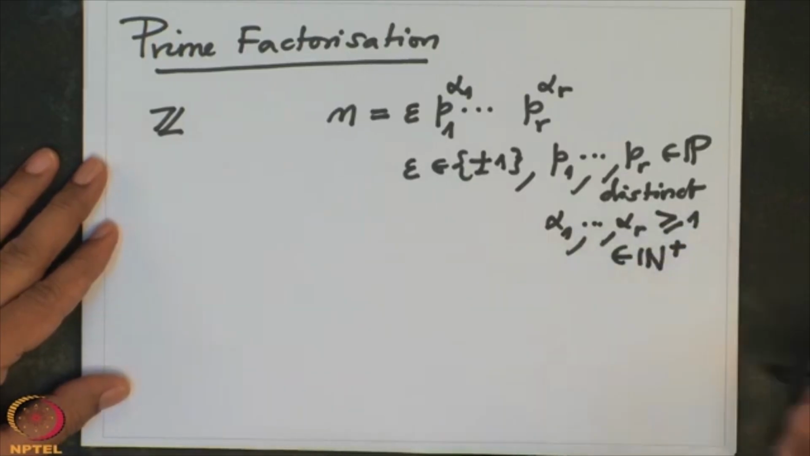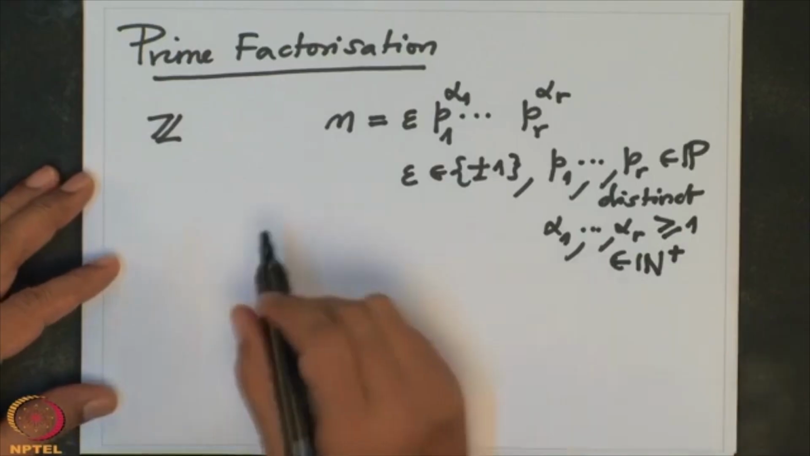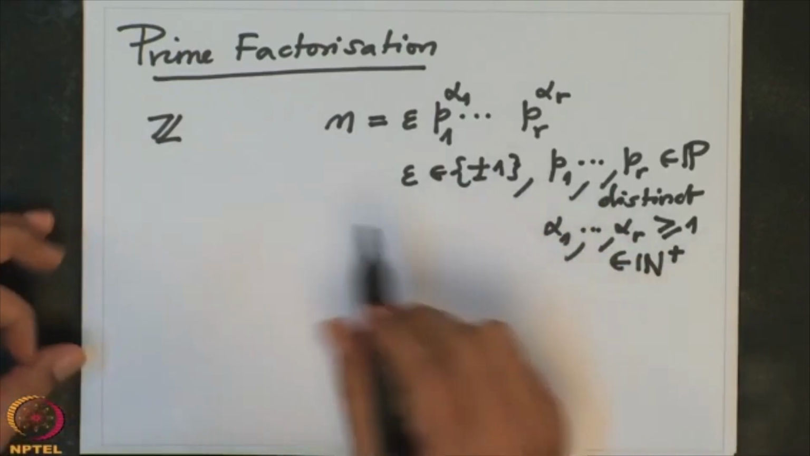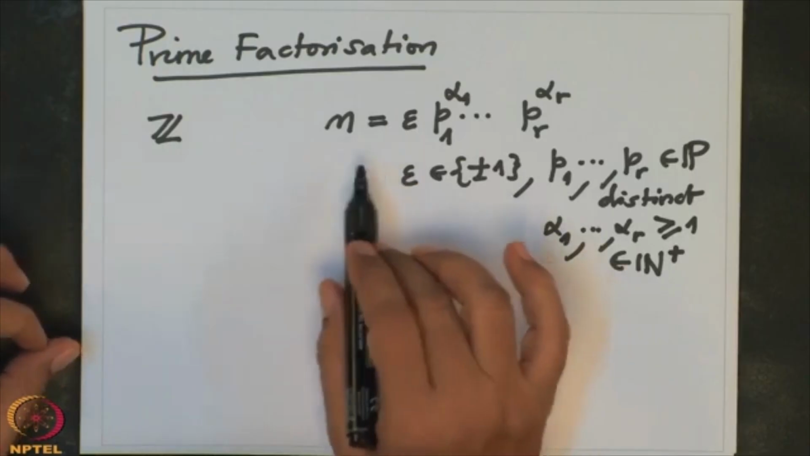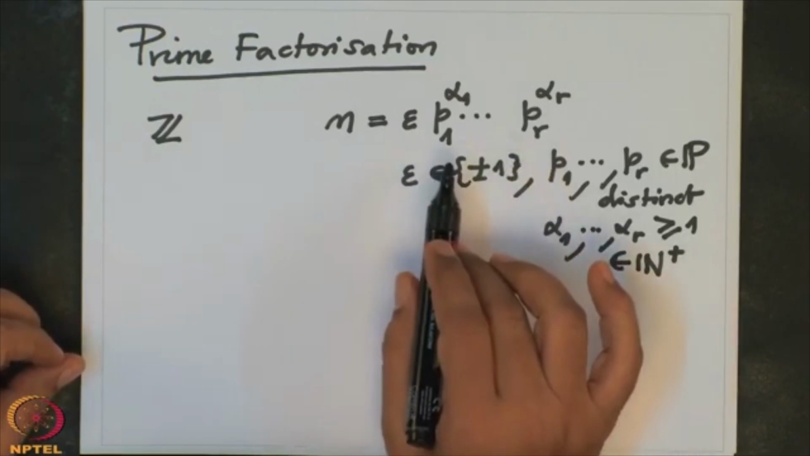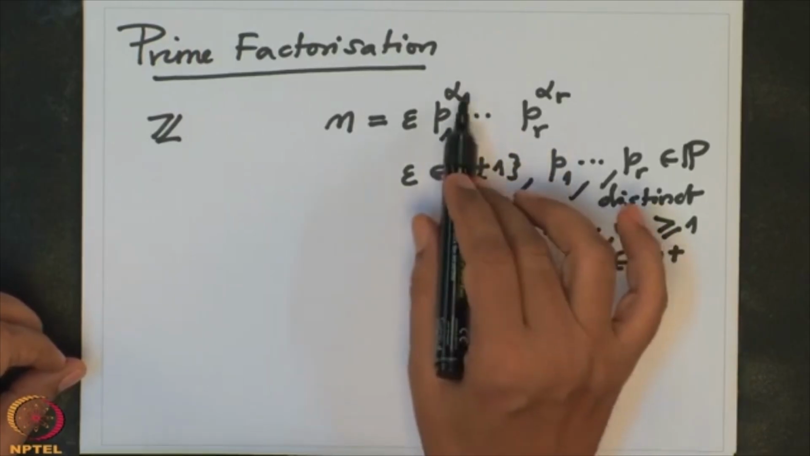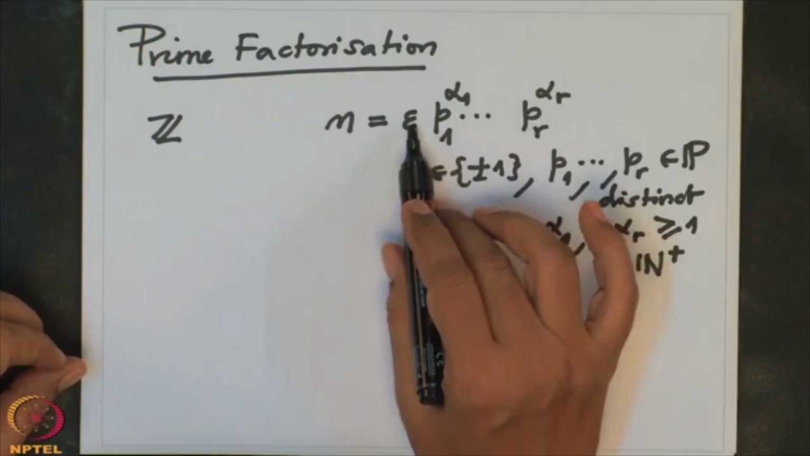I will write that notation, N plus is the non-zero natural numbers. So this we have been taught in school that every number we can write as a product of prime numbers, and when you collect the powers of the same prime number, that is alpha 1 and so on, and it's up to a sign.